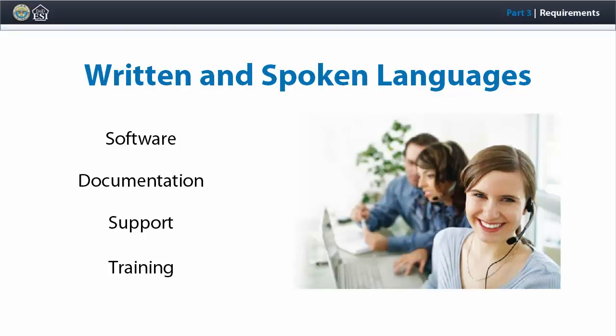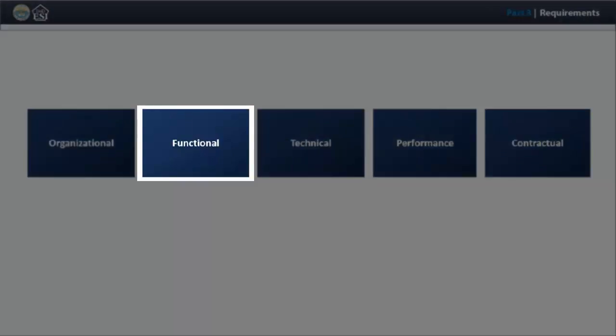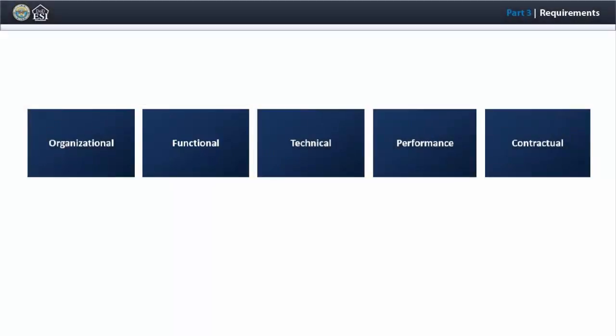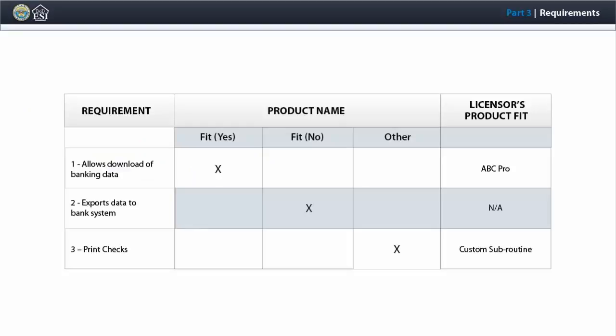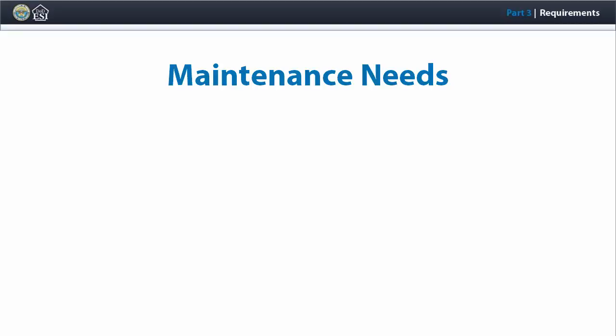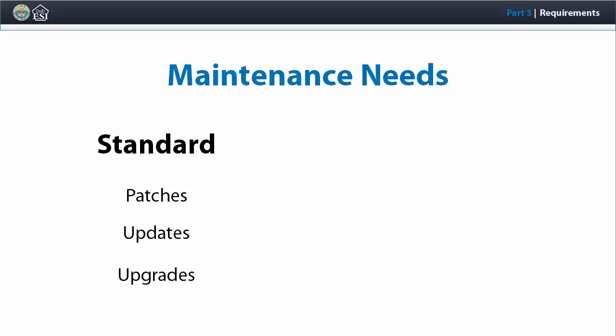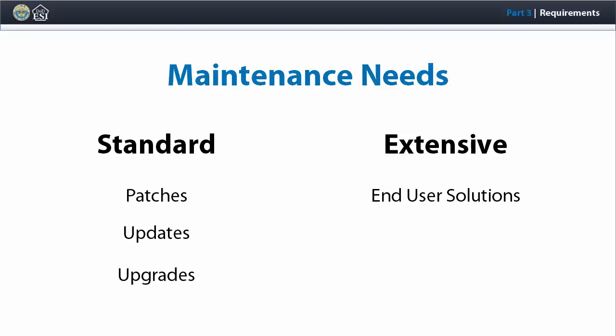Next, we will cover functional considerations. In the functional section of the requirements document, you will identify the operational and transactional processes you need the software to perform. This should be written in a clear manner so the software company can tell you which applications and modules will meet your requirements. You should clearly define your maintenance needs after the software is ready for use. Will your needs be limited to the standard operability and usability of the software product via patches, updates, or upgrades? Or will your needs be more extensive, requiring solutions to user-identified issues?